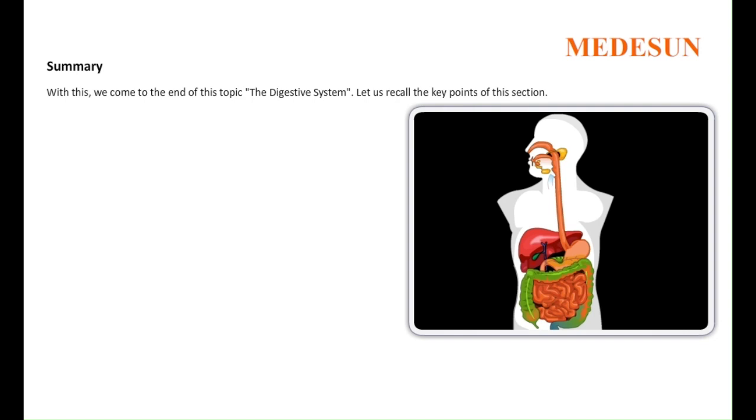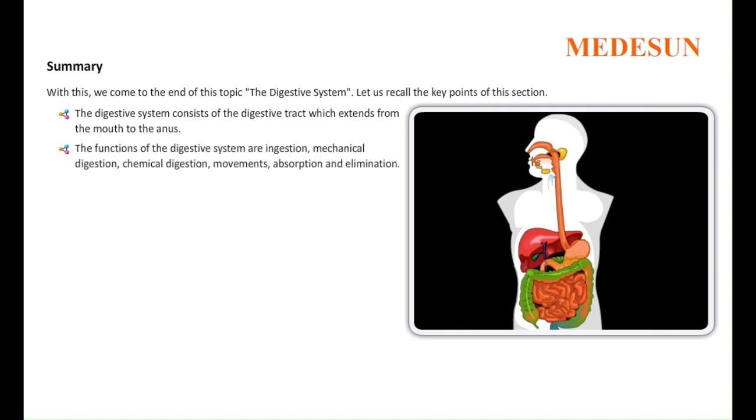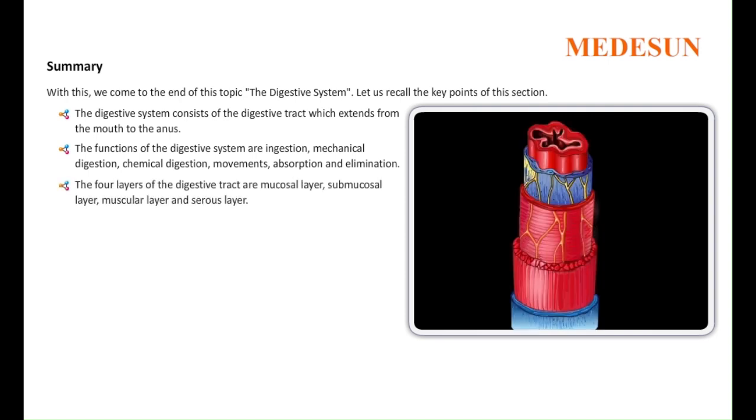Summary. With this, we come to the end of this topic, the digestive system. Let us recall the key points of this section. The digestive system consists of the digestive tract, which extends from the mouth to the anus. The functions of the digestive system are ingestion, mechanical digestion, chemical digestion, movements, absorption, and elimination. The four layers of the digestive tract are the mucosal layer, submucosal layer, muscular layer, and serous layer.